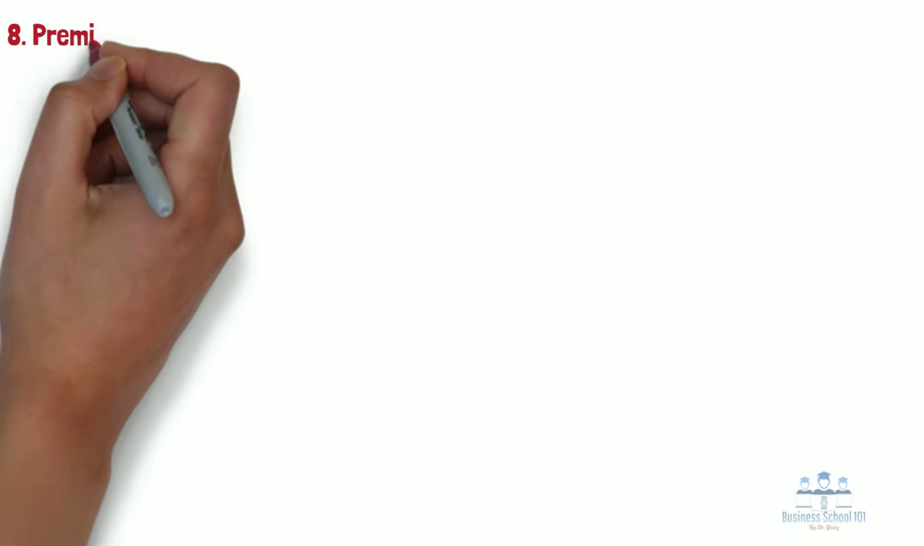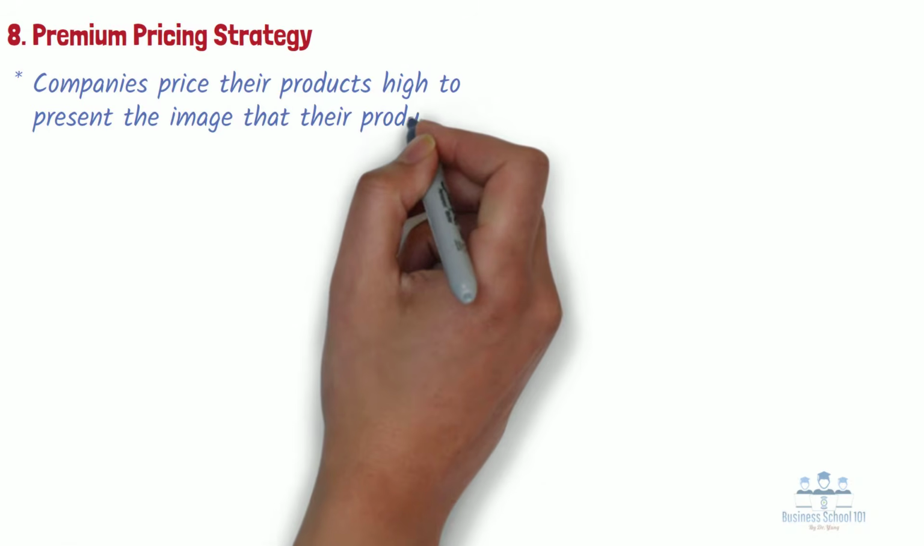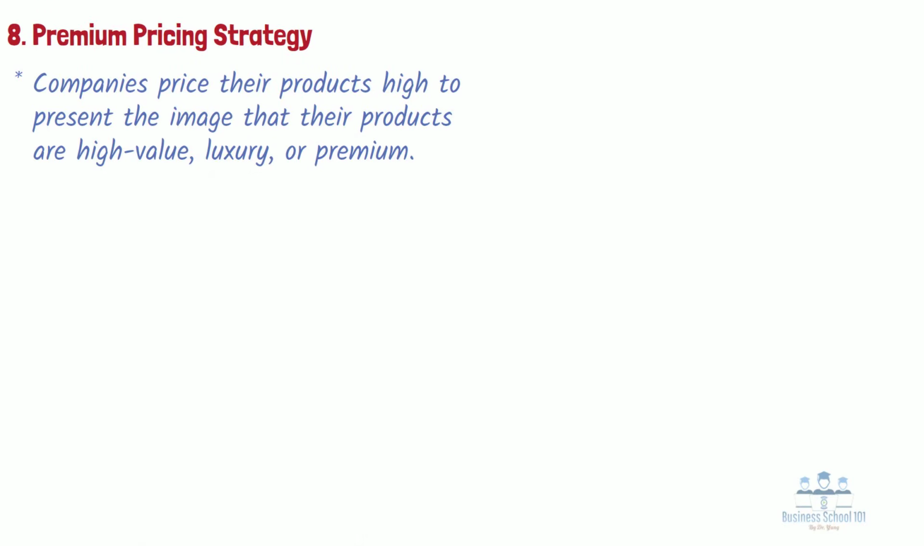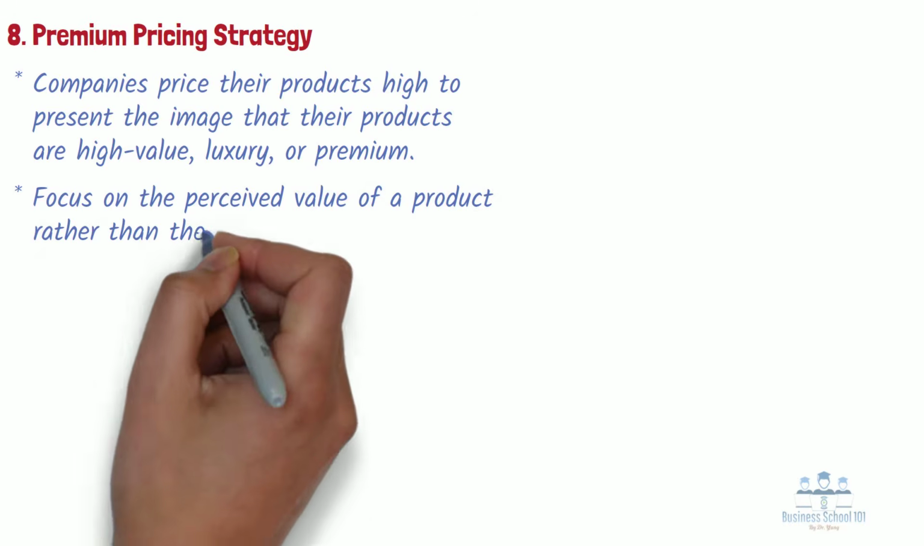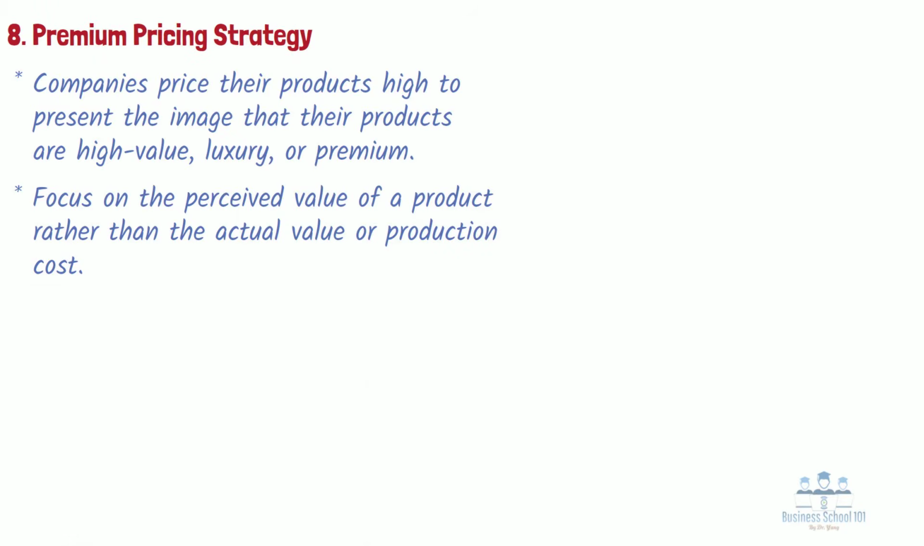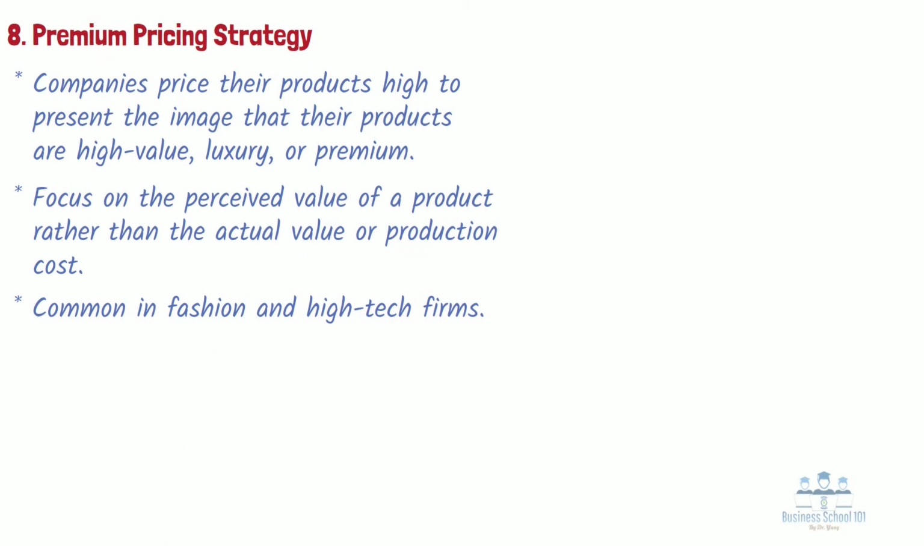8. Premium pricing strategy. Also known as prestige pricing and luxury pricing, a premium pricing strategy is when companies price their products high to present the image that their products are high value, luxury, or premium. It focuses on the perceived value of a product rather than the actual value or production cost. Fashion and high-tech companies often use this strategy because they can be perceived as luxurious, exclusive, and rare. Examples of this strategy can be seen in the luxury car and tech industries.